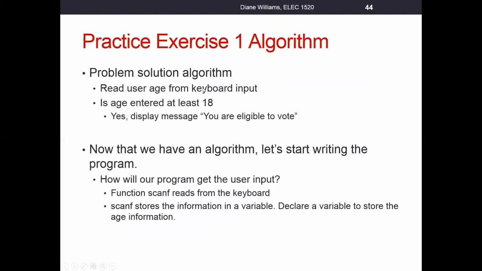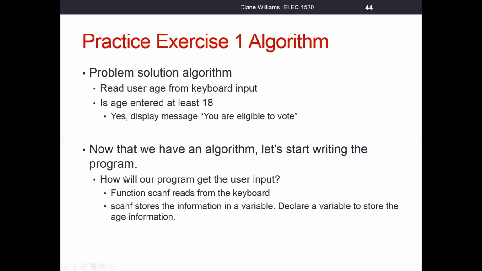We want to read the user age from the keyboard input, and then we want to check, is the age entered at least 18? When that's true, we want to display a message, you're eligible to vote, and then our program stops. So here's our algorithm, fairly simple. Well, now we want to turn it into C code.